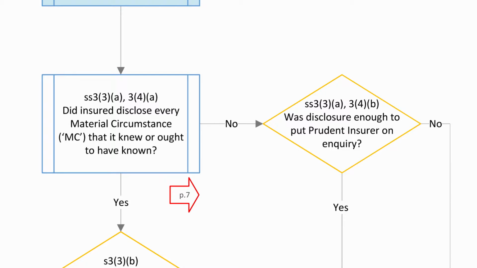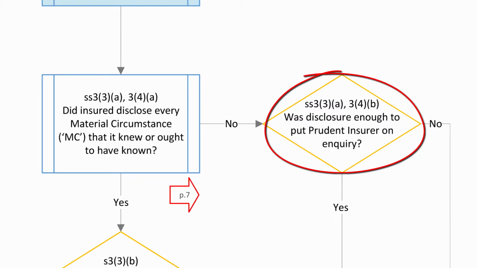But it's important to understand at this point how the assessment fits into the overall duty of fair presentation. It may be that you don't even have to assess the insured's knowledge of material circumstances, depending upon other information available to you. So, for the purposes of this video, let's assume that the answer to the question in the blue box is no. The insured is not automatically in breach of their duty. They might have provided some information that falls short of disclosing a material circumstance. You then have to ask yourself whether the information that was disclosed was enough to put a prudent insurer on inquiry. So what does that mean?